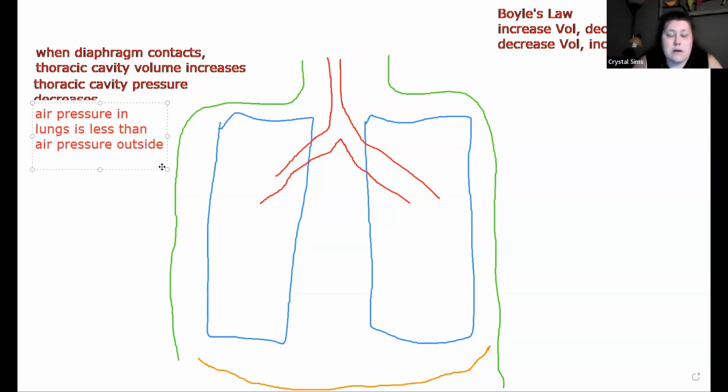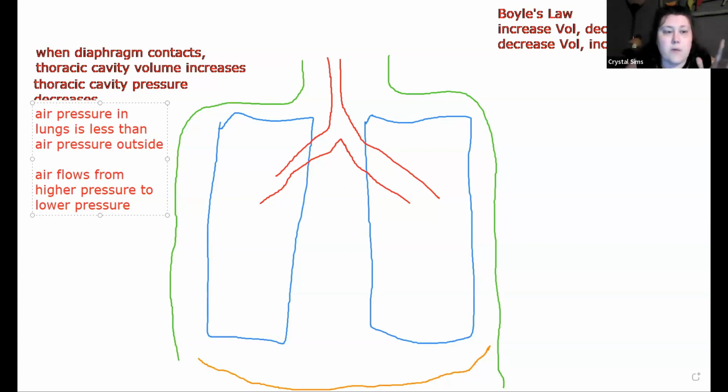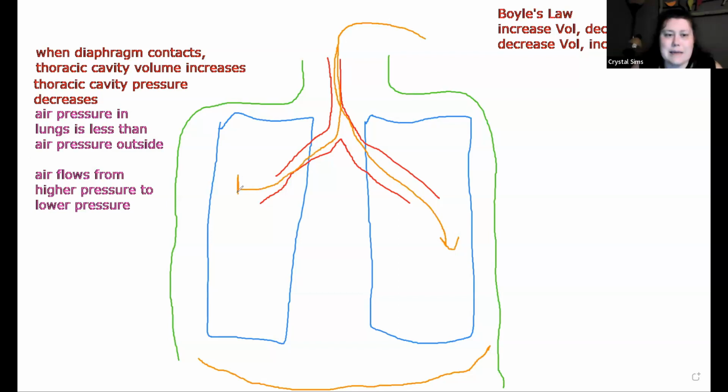Air is going to flow from higher pressure to lower pressure. So now, what are we saying? So our air pressure is lower here in the lungs than it is outside. So what's going to happen? Well, air is going to flow in. Okay. So air is going to flow in to the lungs.